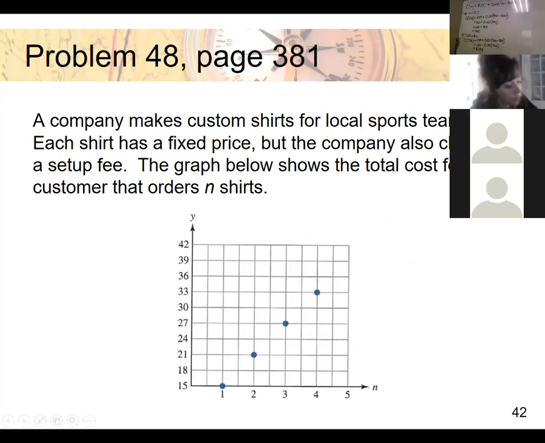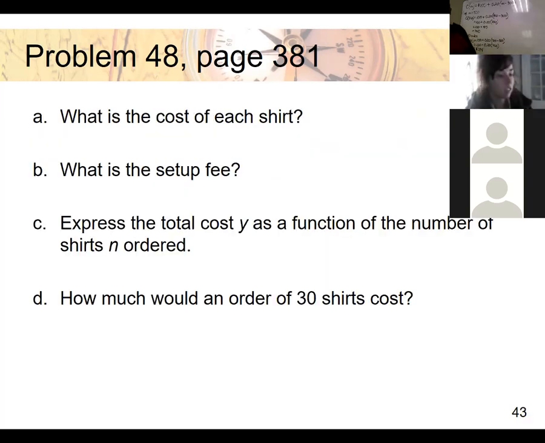A company makes custom shirts for local sports teams. Each shirt has a fixed price, but the company also charges a setup fee. The graph below shows the total cost for a customer that orders n shirts. So that represents the graph, as you can see, as ordered pairs. And we're going to use that to answer the next 4 questions here.